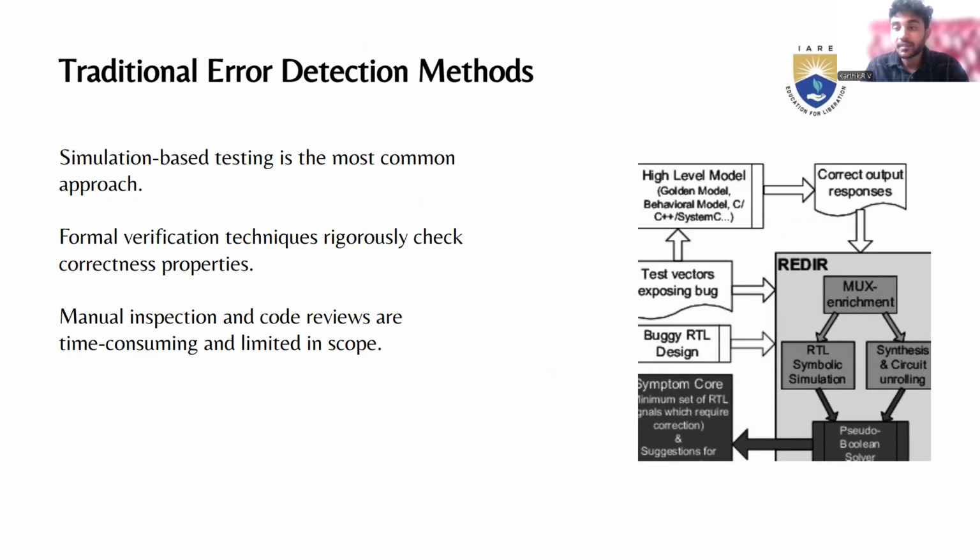Traditional error detection methods. Simulation-based testing is the most common method. Formal verification is used to check correctness and find errors. Manual code reviews are helpful but slow and limited in scope.